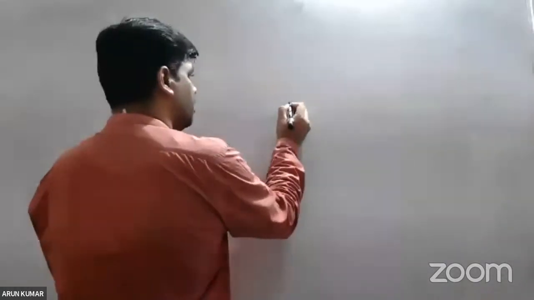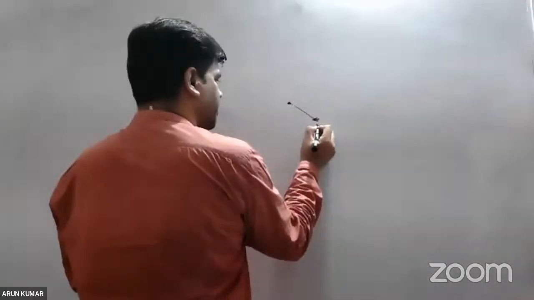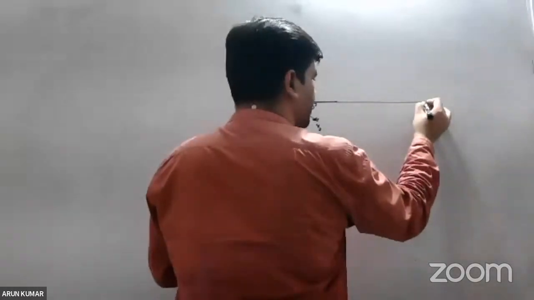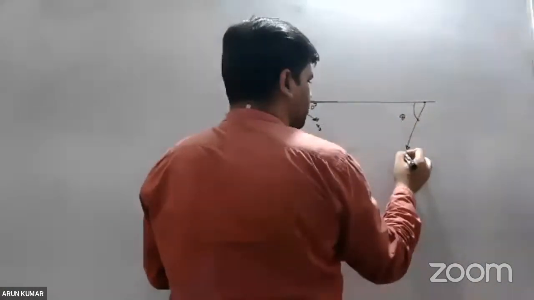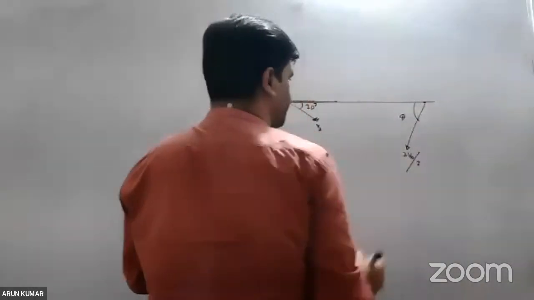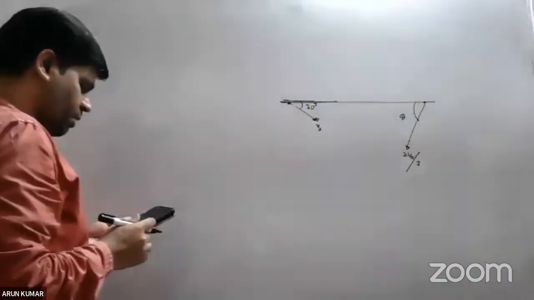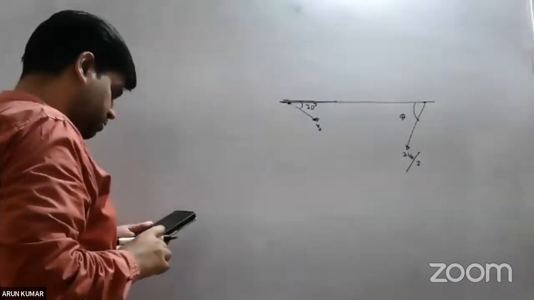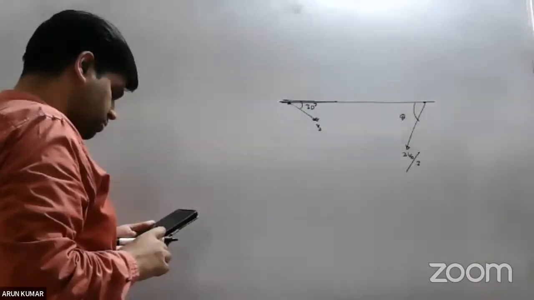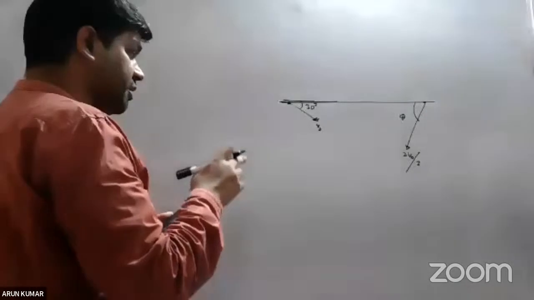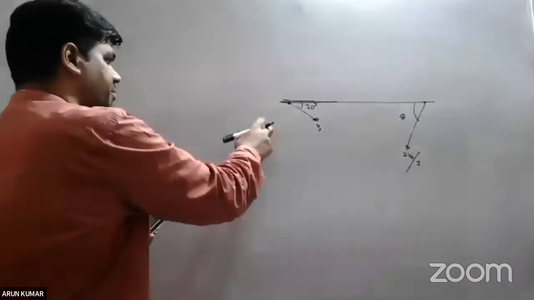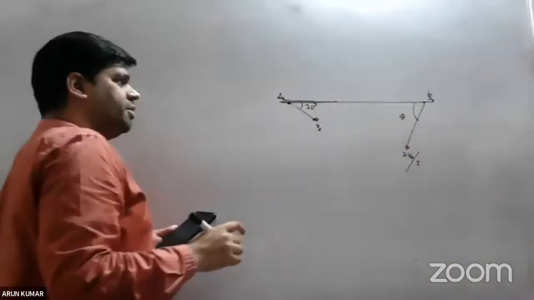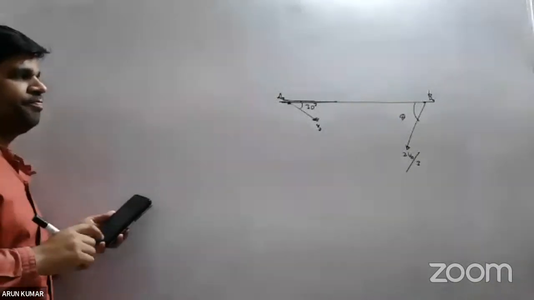Look at this. I've got a particle projected in this direction with velocity v naught at an angle of 30 degrees. Another particle is projected at an angle of theta with a velocity of 2 v naught by 3. At what angle theta should the other particle be projected so as to hit the first particle, particle A? B hits A at what angle theta?